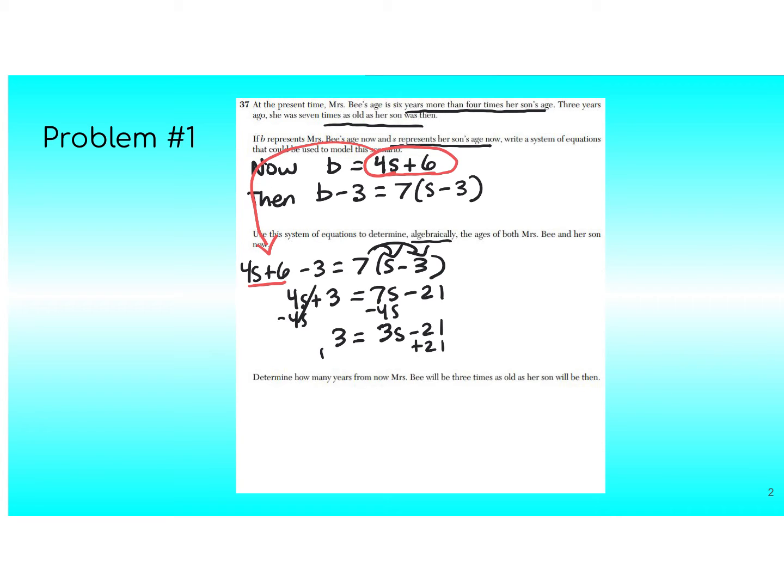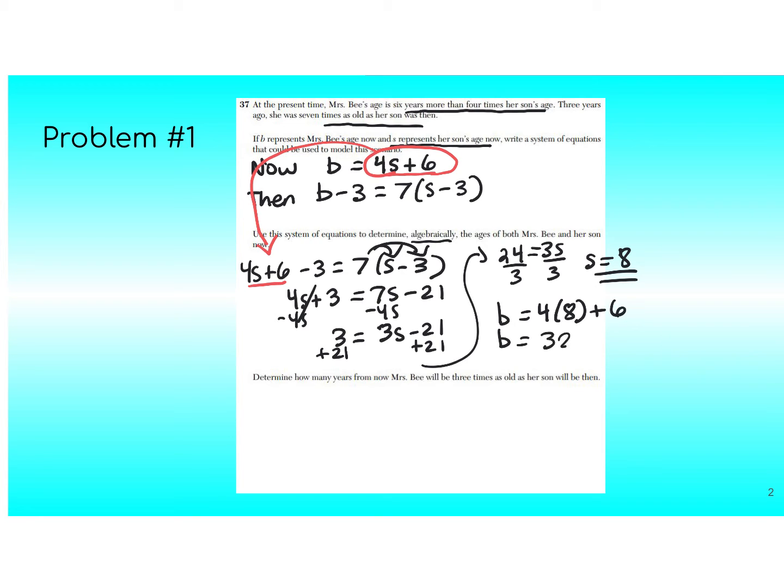Add your 21 to both sides. You'll end up with 24 equals 3s. So you divide and you'll have s equals 8. So her son is 8 years old. And then we want to know the ages of her and her son. So now we're going to substitute back in. So Miss B is equal to 4 times her son, which is 8, plus 6. So Miss B equals 32 plus 6, or 38.